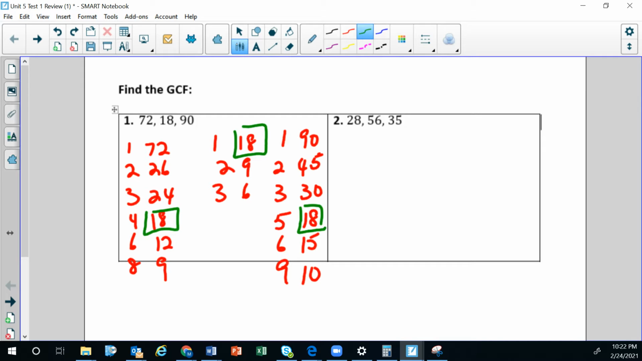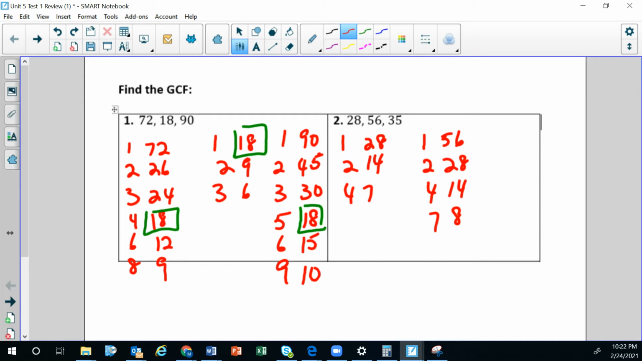Okay, let's look at number two. On number two, if you want to pause the video and try it on your own first, do that, and then come back and check your answer. So 28 is going to be 1 and 28, 2 and 14, and 4 and 7. And for 56, it's going to be 1 and 56, 2 and 28, yes, 4 and 14, yes, and 7 and 8.